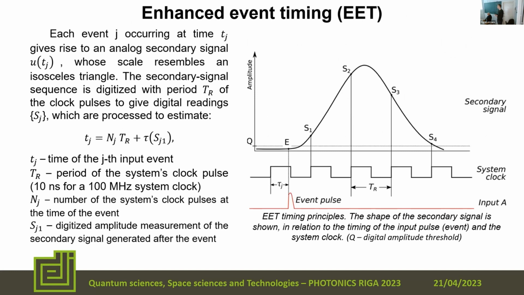In order to detect the time of the event, we use the enhanced event timing principles, which can be seen in this picture. Basically, when an event is detected, a secondary signal is generated, and the secondary signal resembles an isosceles triangle. This signal is asynchronous to the clock signal, but it is in phase with the event pulse. And then by detecting the phase of our secondary signal, we can deduce the time of our event.